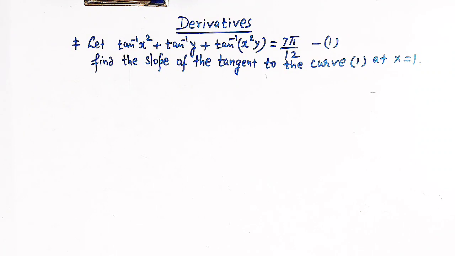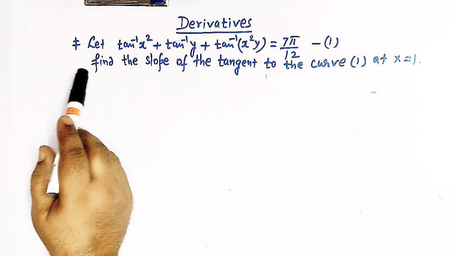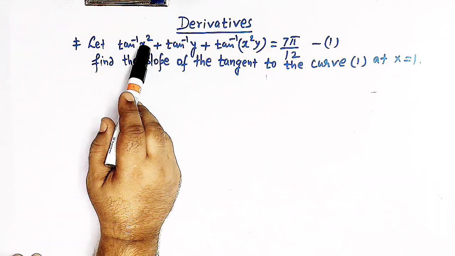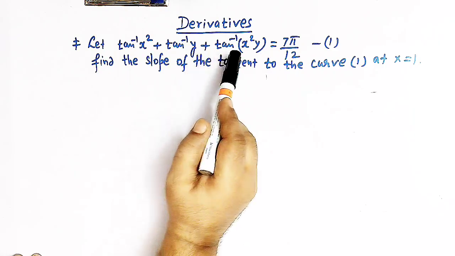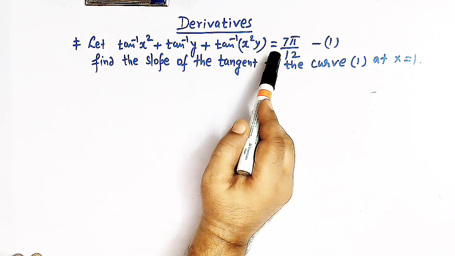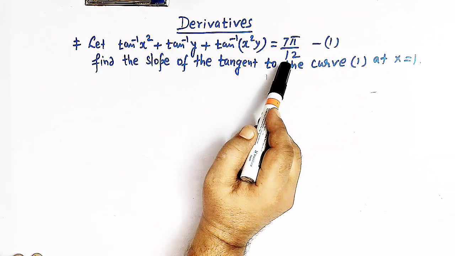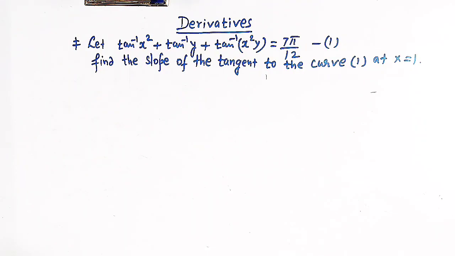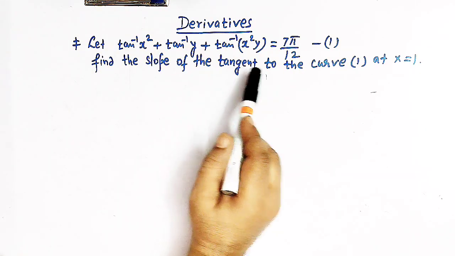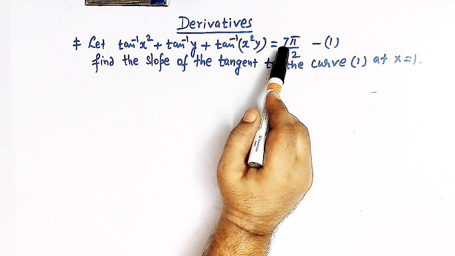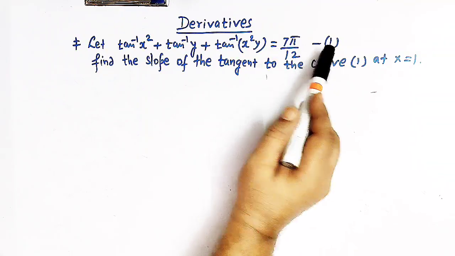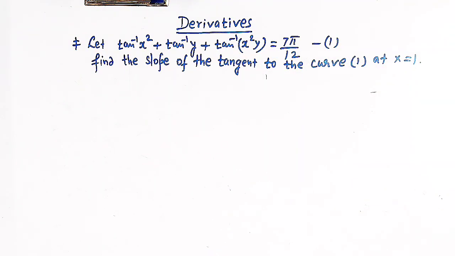Hello, viewers. In today's session, we are going to discuss another important problem from derivatives. Here we are given the equation of a curve: tan inverse x squared plus tan inverse y plus tan inverse x squared y is equal to 7 pi over 12. Then we have to find the slope of the tangent to the curve given by this equation 1 at x equal to 1.